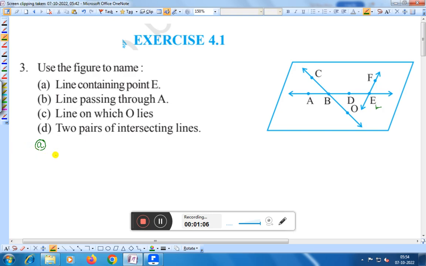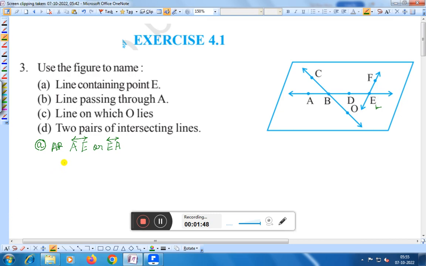Therefore, we can say one line is AE, or you can write another way as EA. This is one line, AE or EA, and you have to represent the line by two arrows, right? AE or EA.